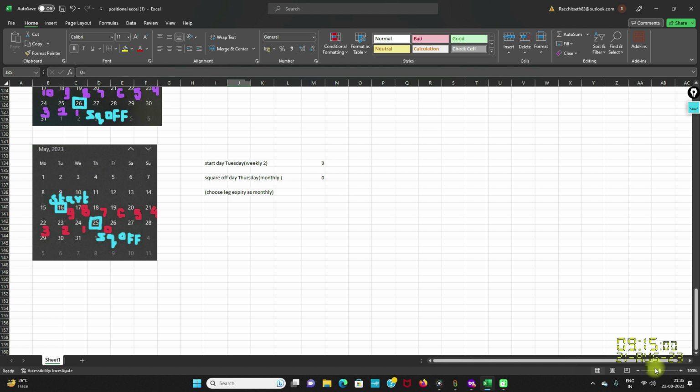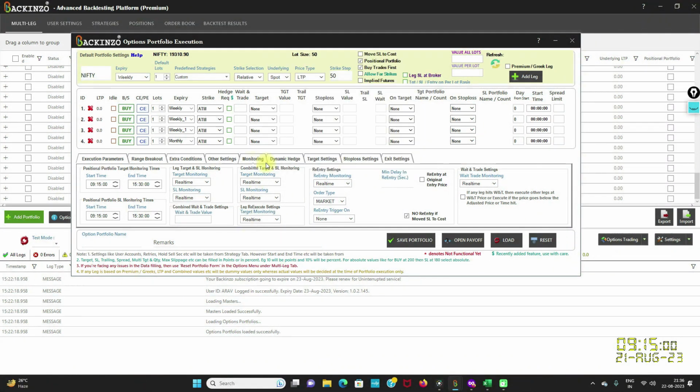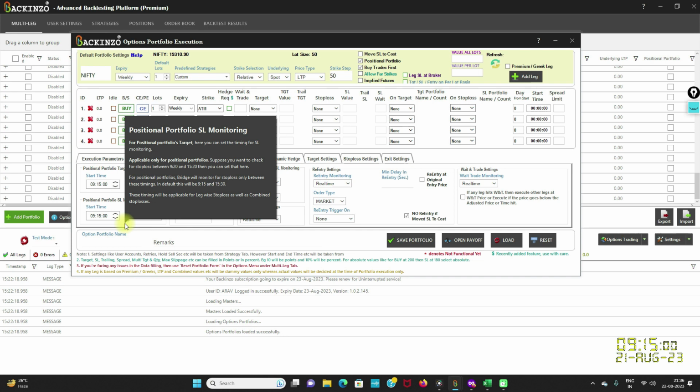Now, let's suppose that in case of a positional portfolio, for SL and target monitoring, you may wish to specify the timing so that you can avoid the sharp movements at some particular time like 9:15 a.m. So for that purpose, you can just move to the monitoring tab here, and herein you will find positional portfolio target monitoring time. So you can just set the desired settings in order to avoid sharp movements at some particular times like 9:15 a.m. or so.